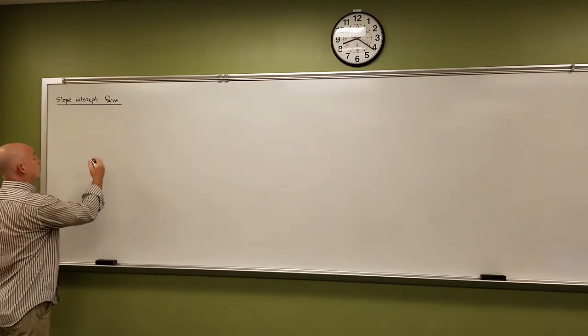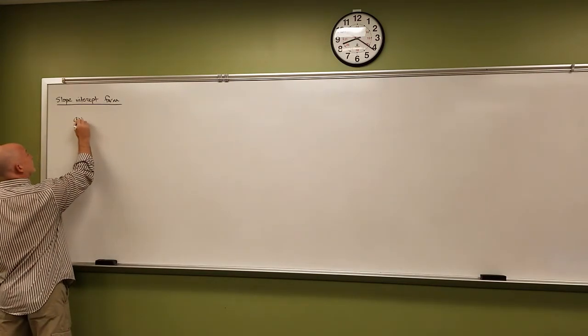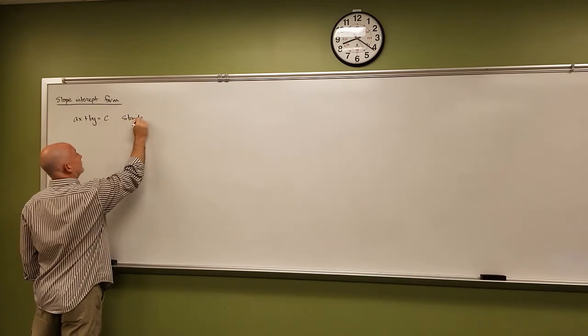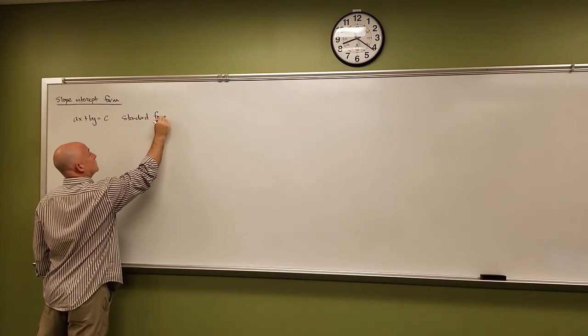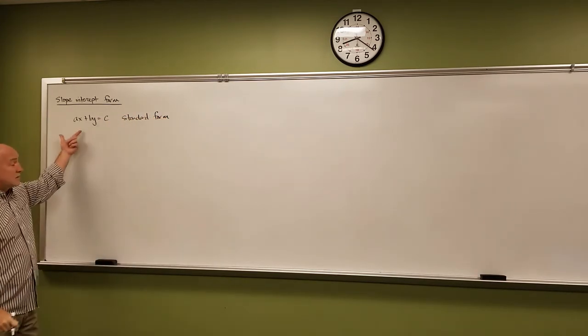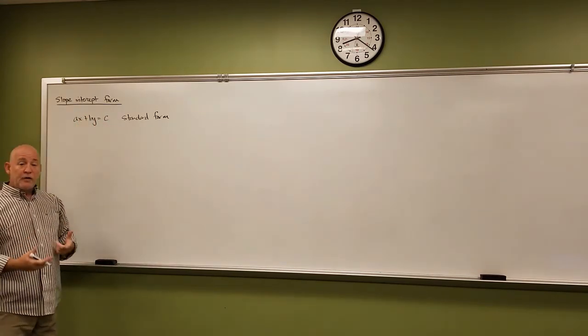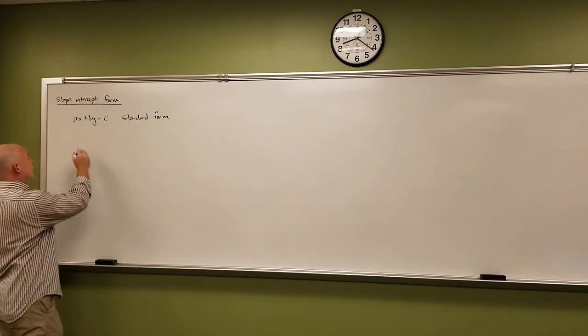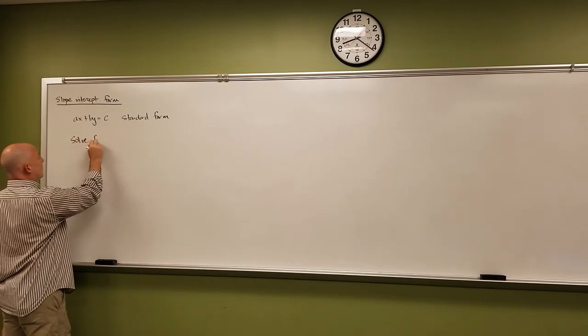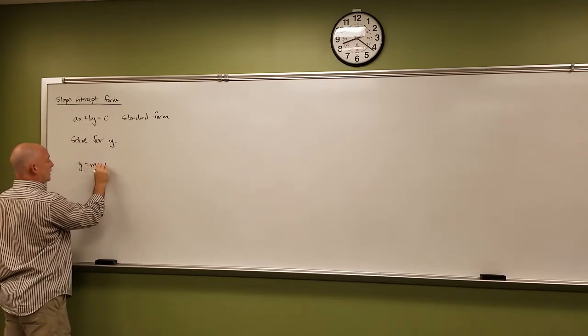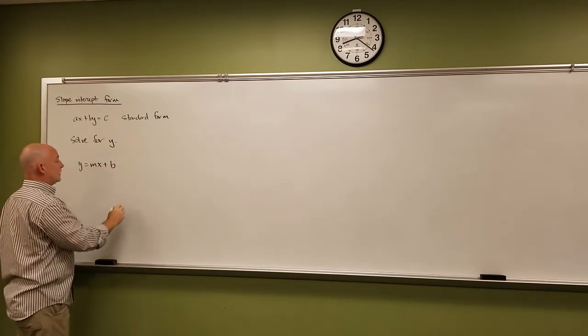Well, up to this point, the only form of a line that we've seen is standard form. And of course, standard form is where we have all of our x's and y's on one side and all the constants on the other side. Well, if we rearrange this, basically if we take this and solve for y, what we end up with is an equation that looks like this: y equals mx plus b.